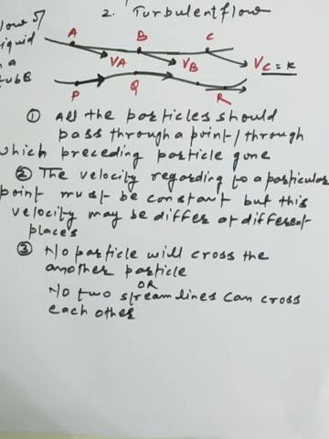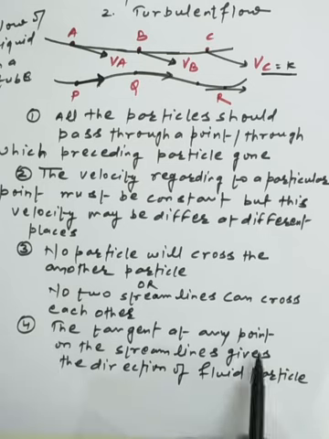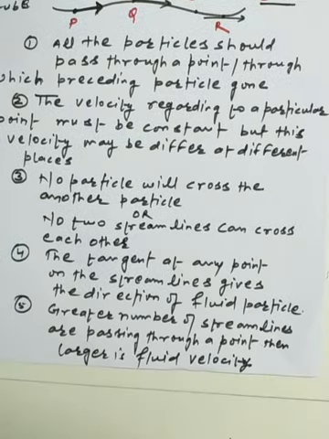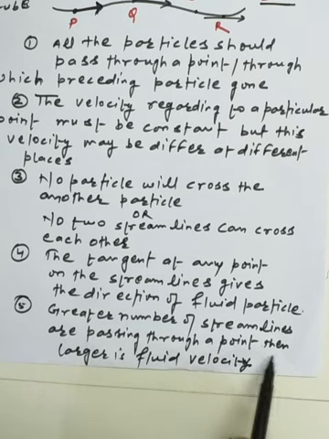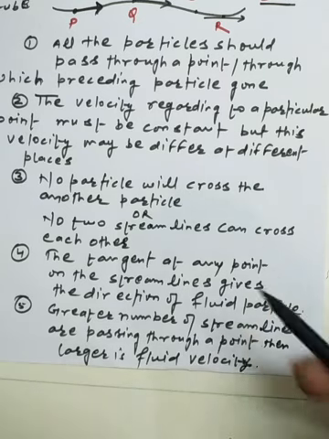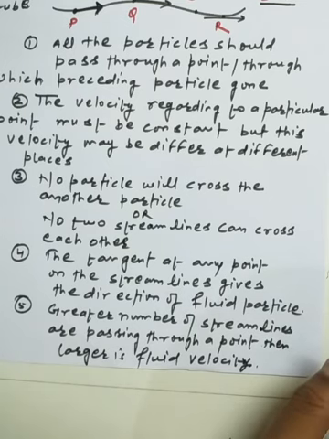Now, the tangent at any point on the streamline gives the direction of the fluid particle. So this is another assumption we have. Another point: if a greater number of streamlines are passing through a point, then the larger is the fluid velocity. So these are the basic identifications that should be kept in our mind.